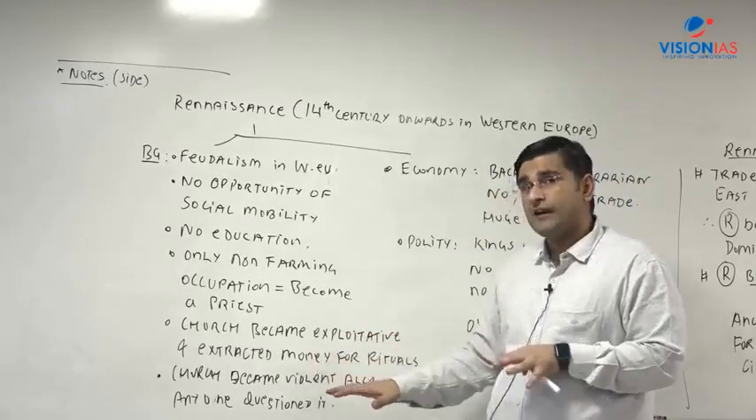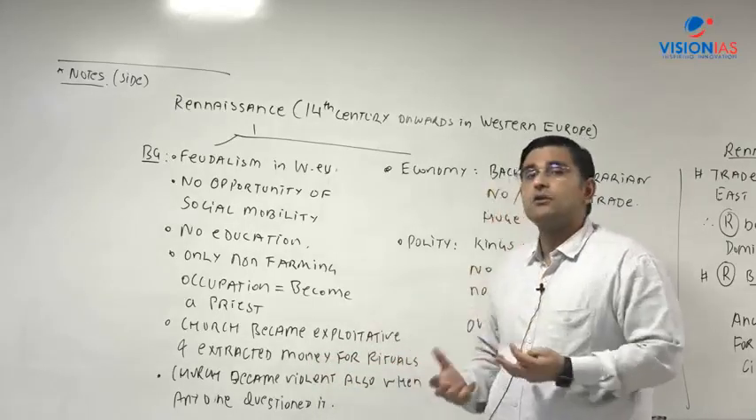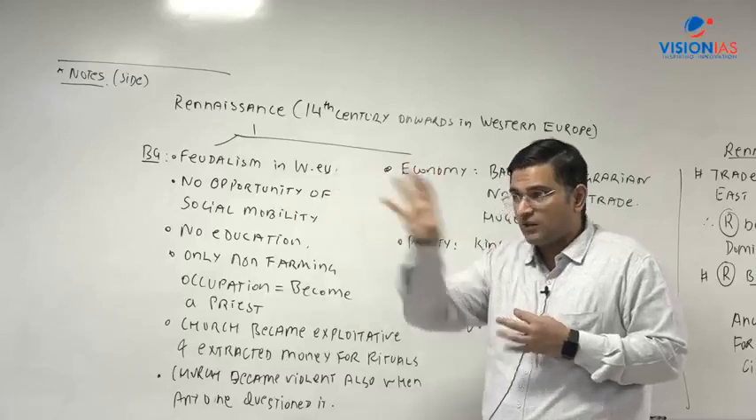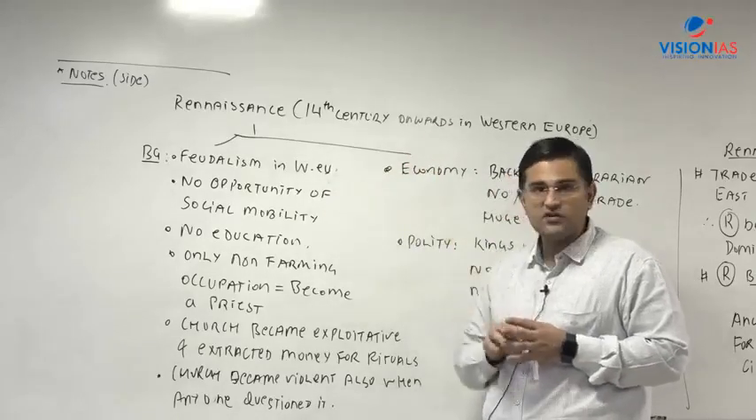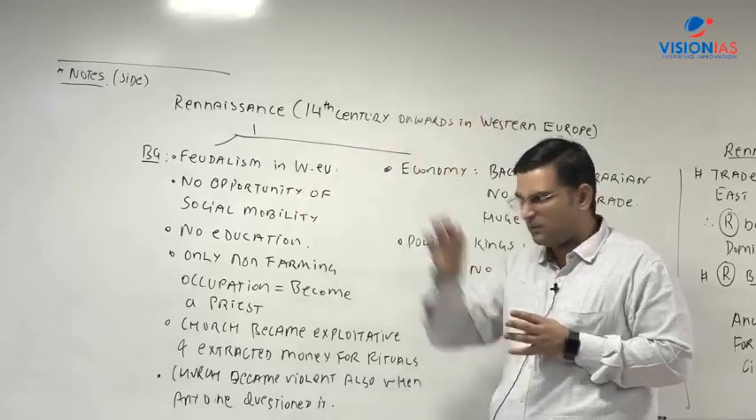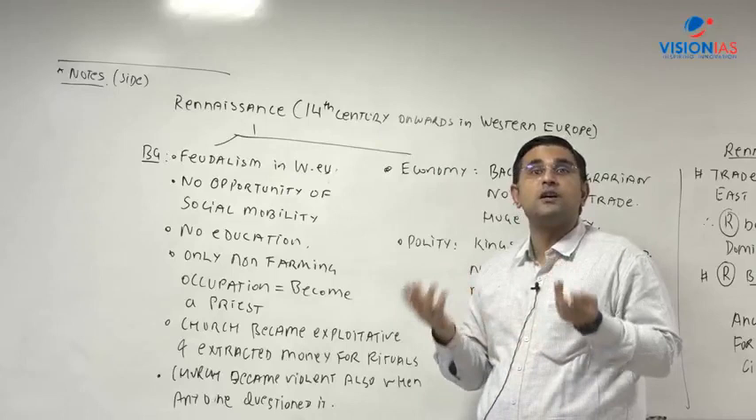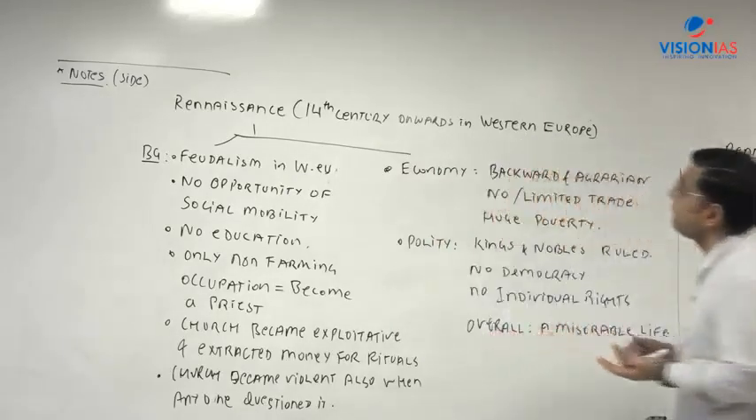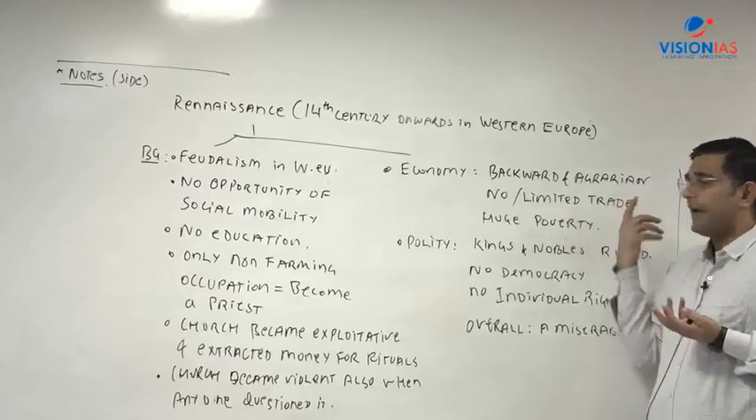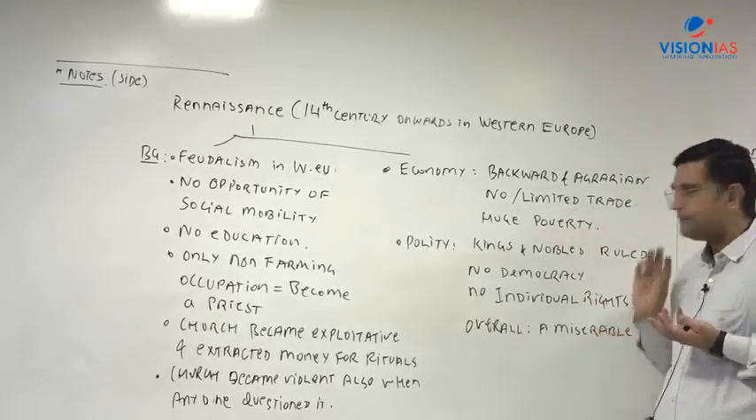Church also became violent. Whenever anyone would oppose the church, then church would say कि इसके अंदर माता आ गई, इसको जला दो. मतलब she is a witch, or some Satan has come into this man, he needs to be burnt alive, right? For example, Bruno was burnt alive because he talked about some scientific principles. Anyways, economy kaisi thi? Economy was backward and agrarian, no or very limited trade, huge amount of poverty was there.